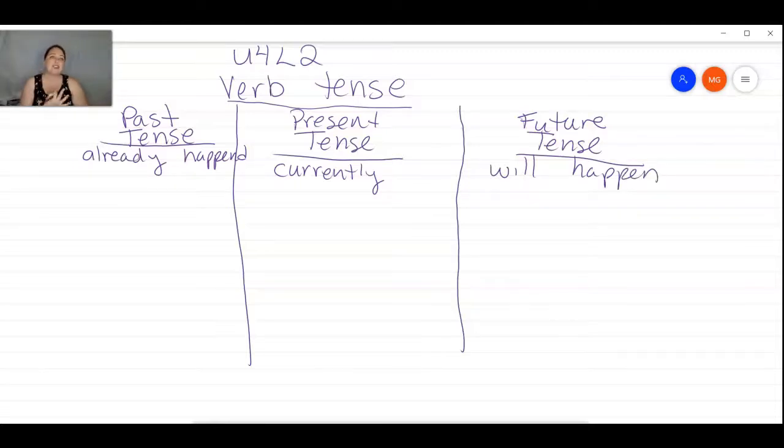Now, the point of this lesson is to take a base verb and conjugate it for those three tenses. So having the verb, conjugating it for past tense, present tense, future tense. That's what we're going to be working on today.